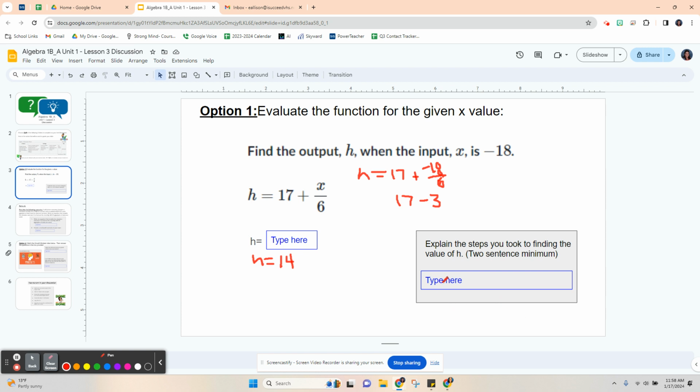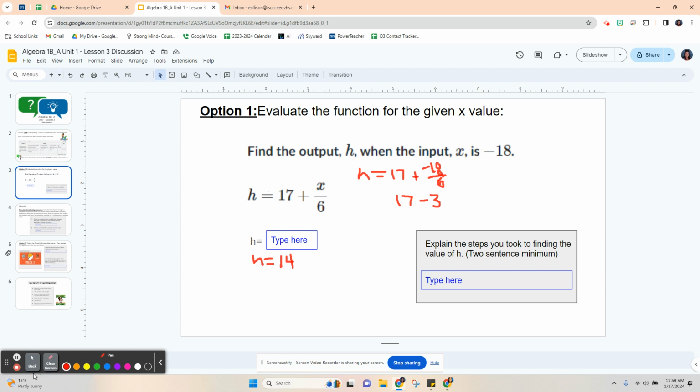Okay, so I showed you kind of my work here. Maybe you do that on a separate piece of paper. It doesn't have to be in the slide, but make sure that you are telling me how you solved it here. Okay, explain to me what the process is in your brain when you solve this problem.